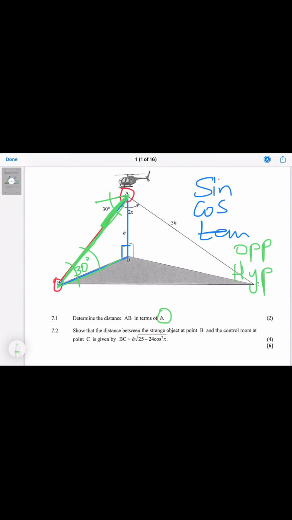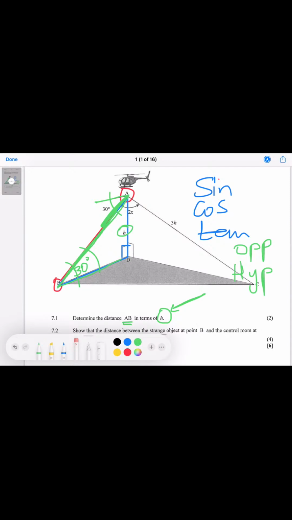That is the trig ratio that you're going to use in order to make AB the subject of the formula in terms of H, with H being your opposite. So that is how you actually go about that question. I think I've given you enough tips on that one.